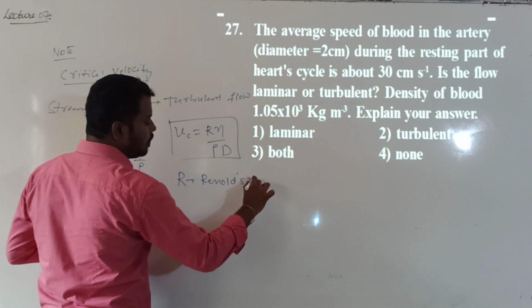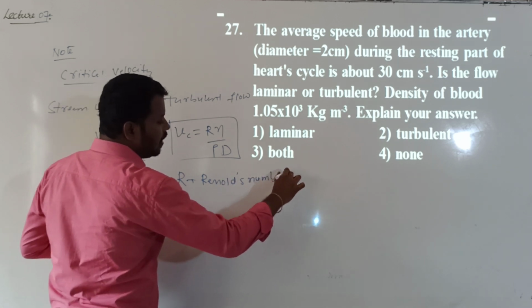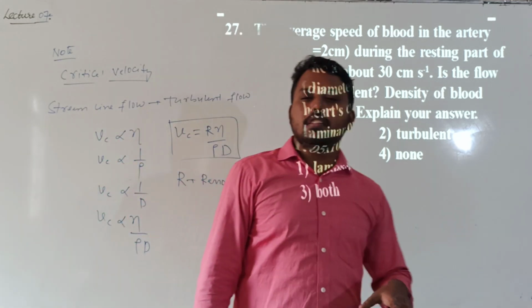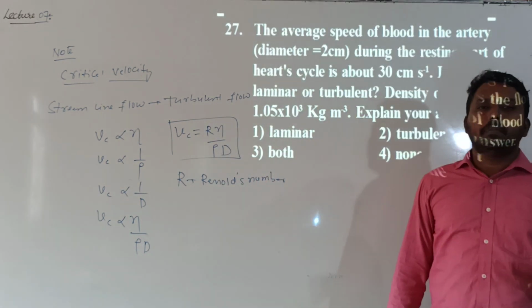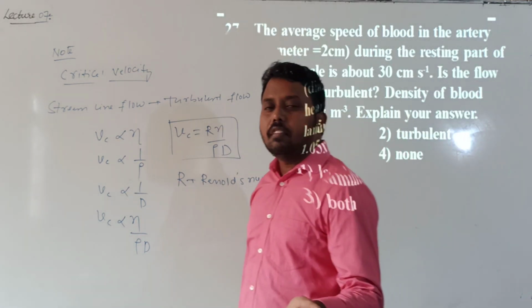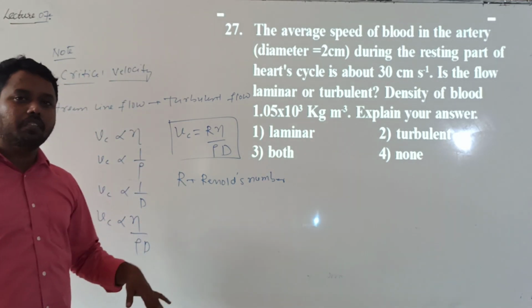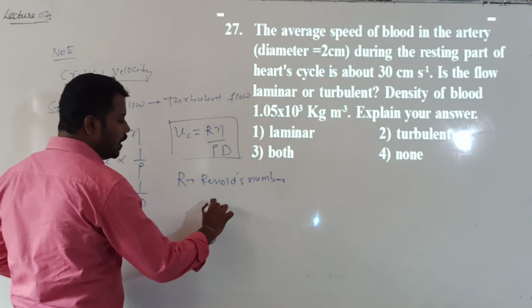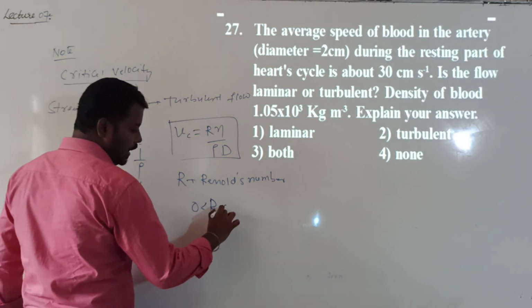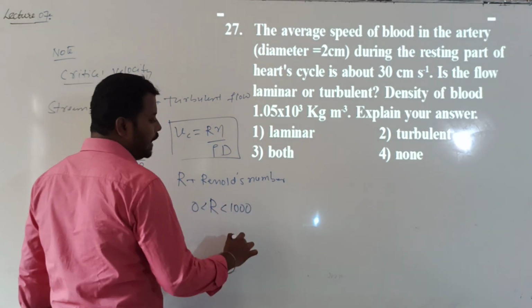Reynolds number. This is one constant. What is the significance of the Reynolds number? By knowing the R value, you can tell whether the flow is laminar flow, laminar being nothing but streamline, or turbulent flow. Whenever the R value is greater than 0 and less than 1000, the flow will be laminar flow.